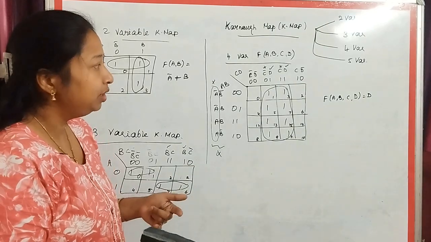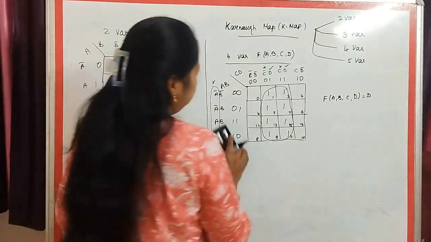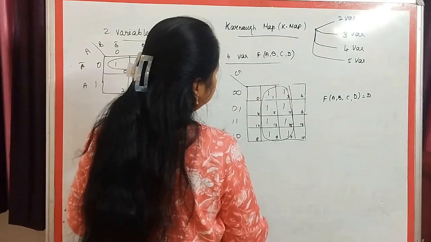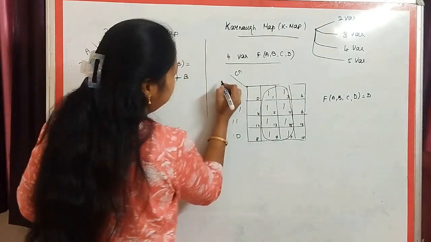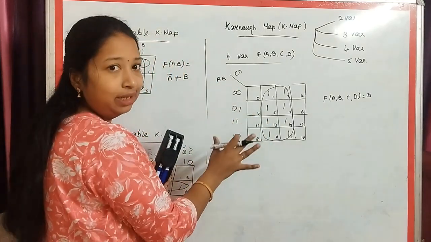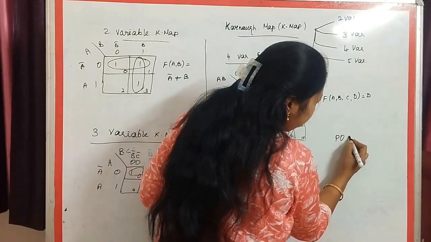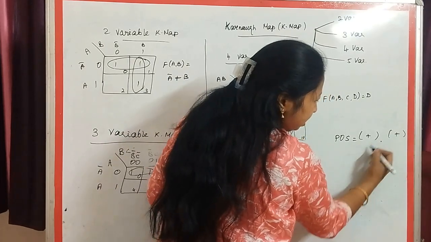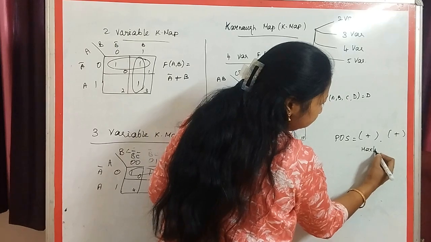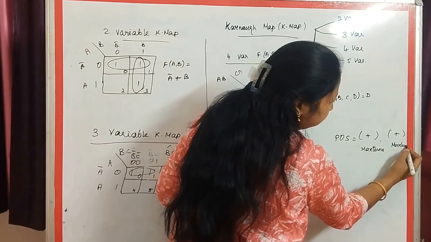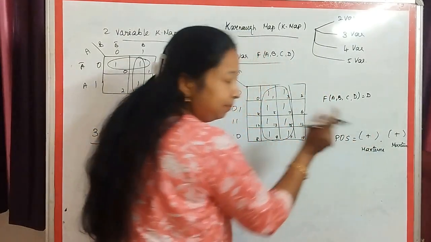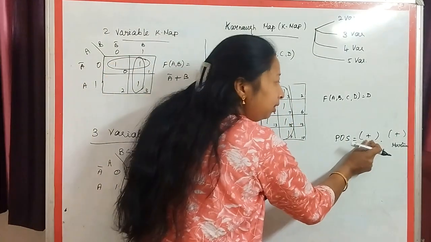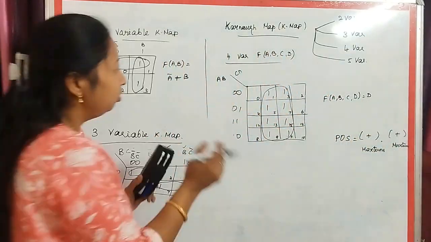Now let's try to do the mapping for POS as well. Let me take the same 4 variable mapping. Fine? For the same equation we'll take. In POS, what do you mean by POS? POS meaning product of sum terms. These sum terms are also called max terms. Every single bubble is going to be a max term. And all the bubbles you're going to do a product.